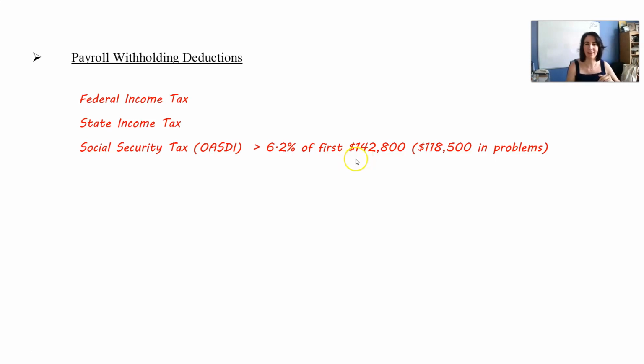I think that's right. All right. The idea is that you pay 6.2% taxes up to 142.8, and then as soon as you get beyond 142.8, you don't pay Social Security taxes anymore. All right. And that is referred to, you hear that, as Social Security.